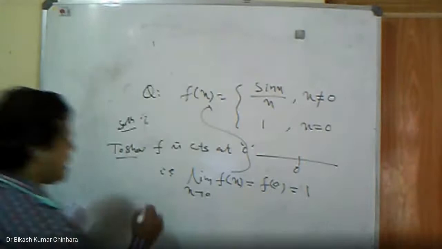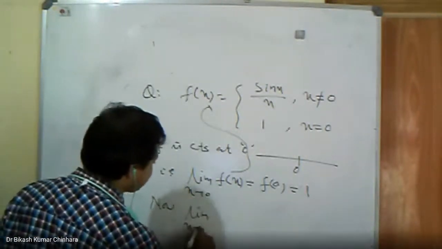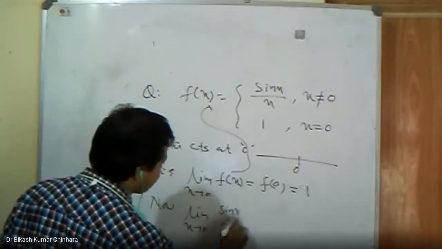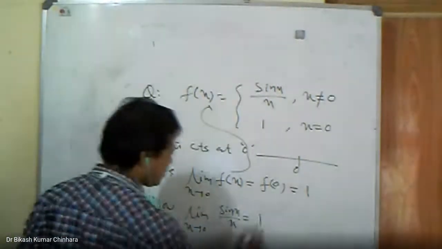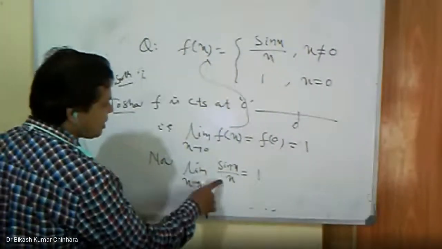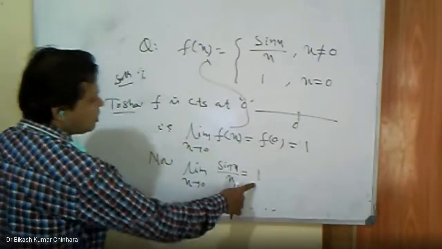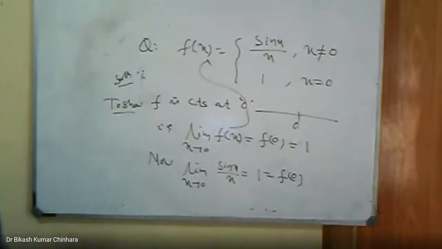Now limit x tends to 0 of sin x by x, you know this, you are remembering this as one, is it not? In the previous class I have given this formula. Limit x tends to 0 of sin x by x is equal to 1, which is equal to f of 0. So the limit value is coinciding with the function value.